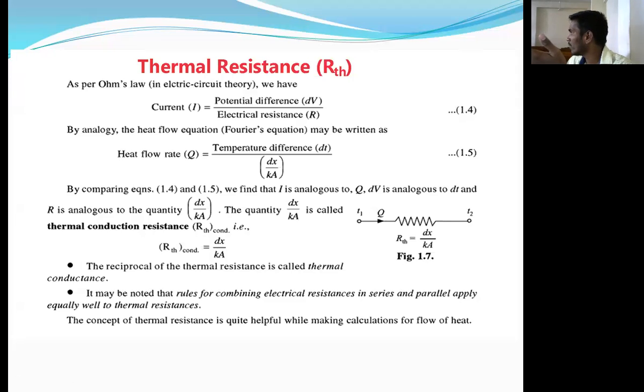So what is the meaning of that equation? Current is flowing because of what? Difference in potential, or voltage difference.